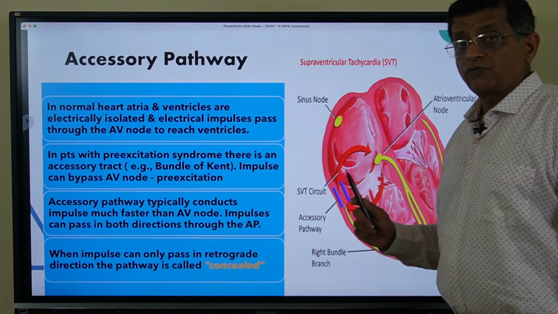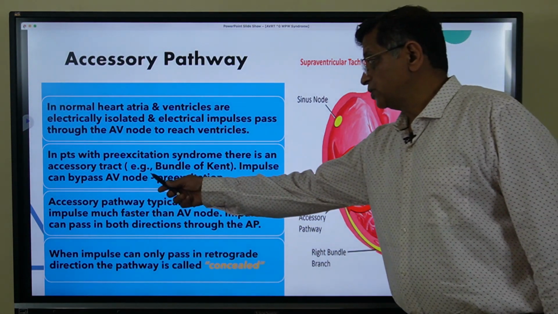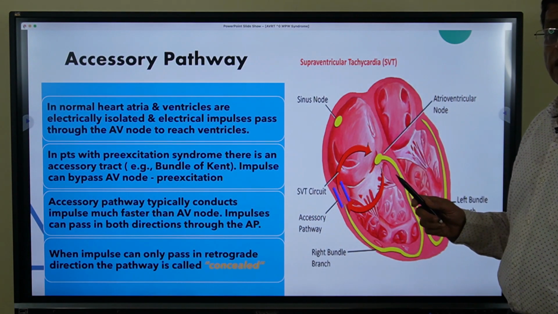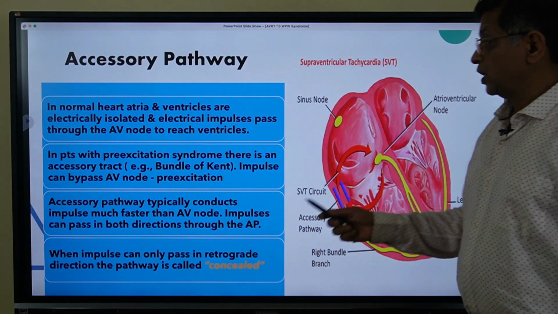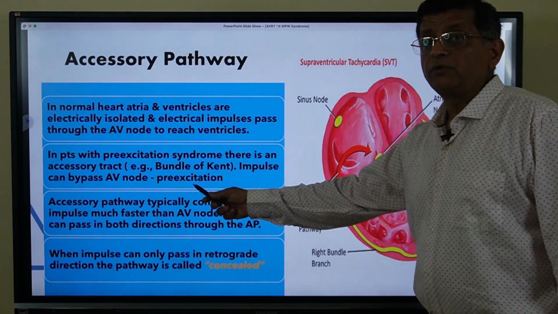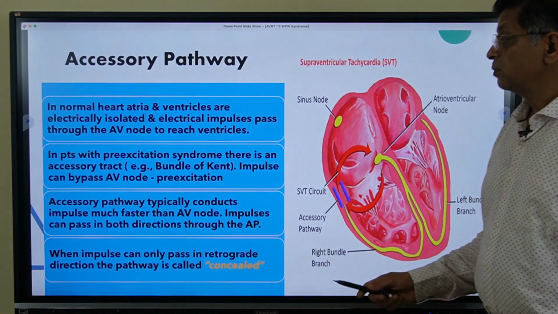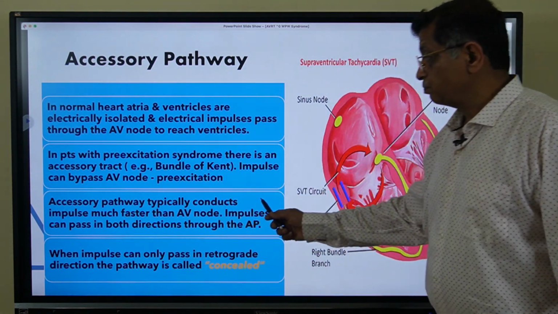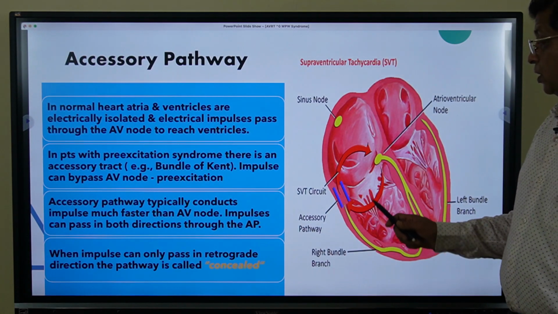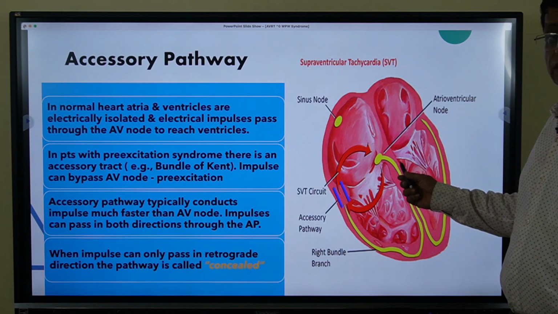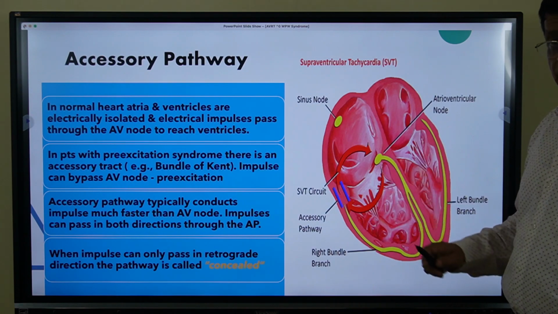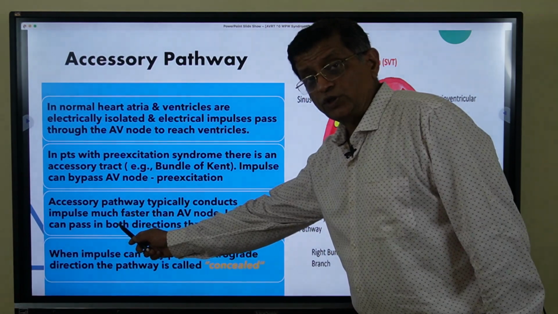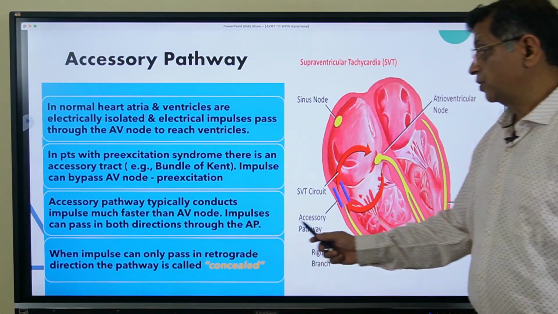For example, the bundle of Kent. The impulse can bypass the AV node and reach the ventricles earlier than the impulse that comes from the AV node, and starts ventricular excitation or depolarization earlier. That is called pre-excitation. This accessory pathway typically conducts the impulse much faster than the AV node. As you all know, the impulse is naturally slowed down, delayed in the AV node. So the impulse from the accessory pathway reaches the ventricles faster and earlier.